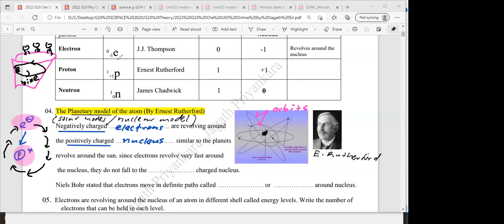Okay, then next one. So you should have this common understanding rather than just memorizing the text. Then they do not fall into the nucleus.